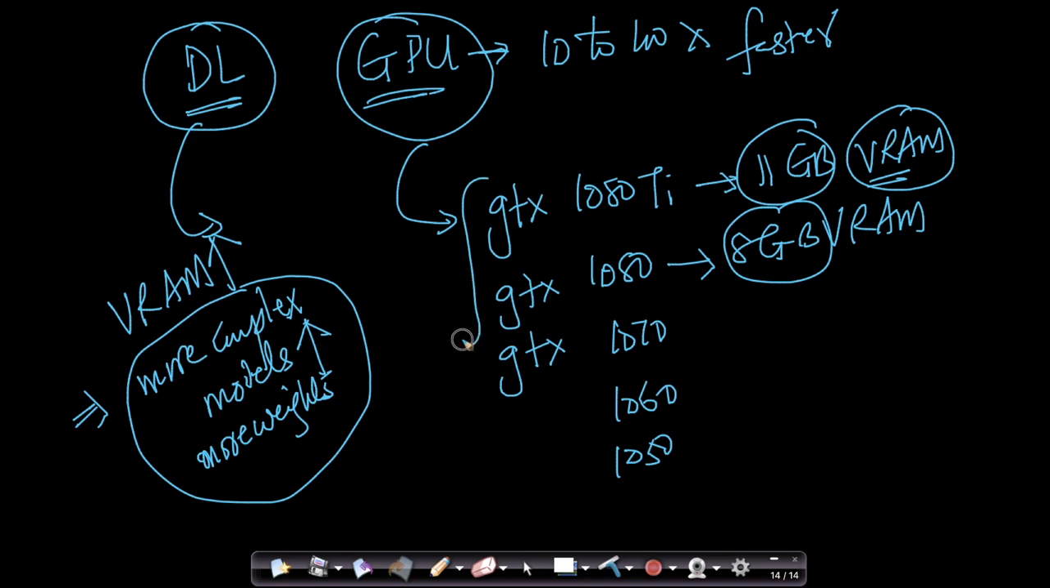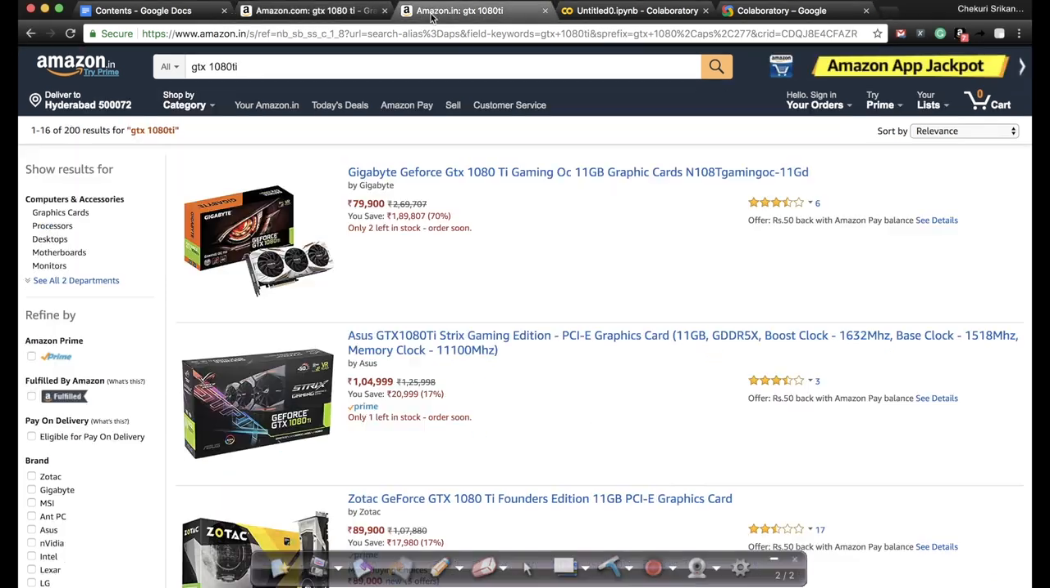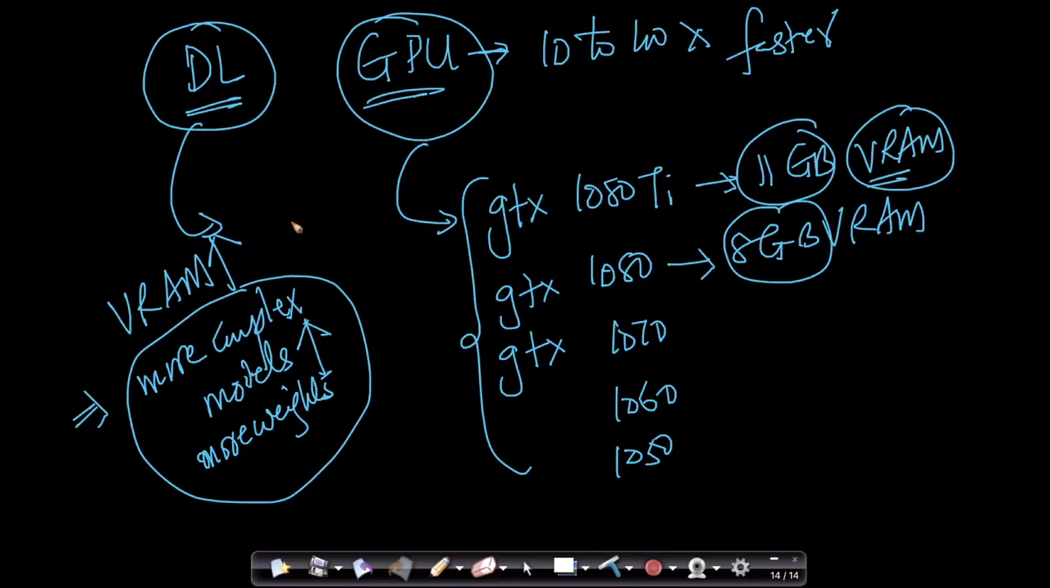So these are some of the most popular models, and they're not cheap, trust me. On Amazon.com, a high-end GTX 1080 Ti, which has 11 GB of video RAM, costs about $1,000. In India, on Amazon.in, it costs anywhere from 79,000 rupees to 1 lakh rupees. So it's not cheap, but if you have the financial resources, it's a good investment. If you're planning to do deep learning for the next 3 to 4 years, it's fully worth it.